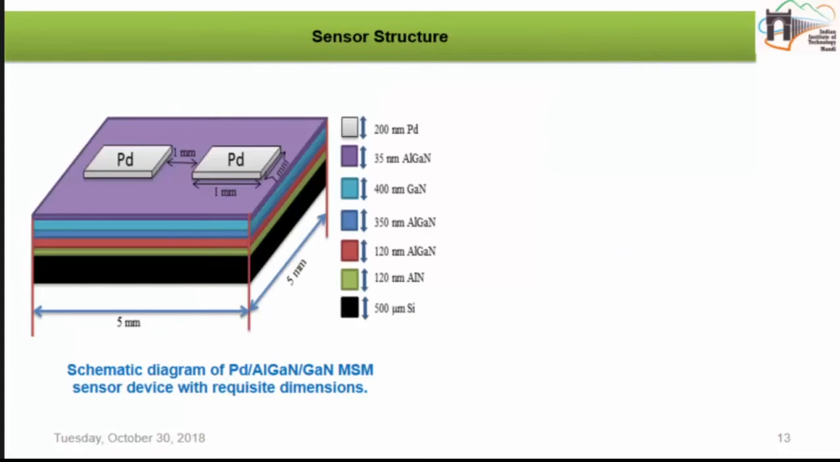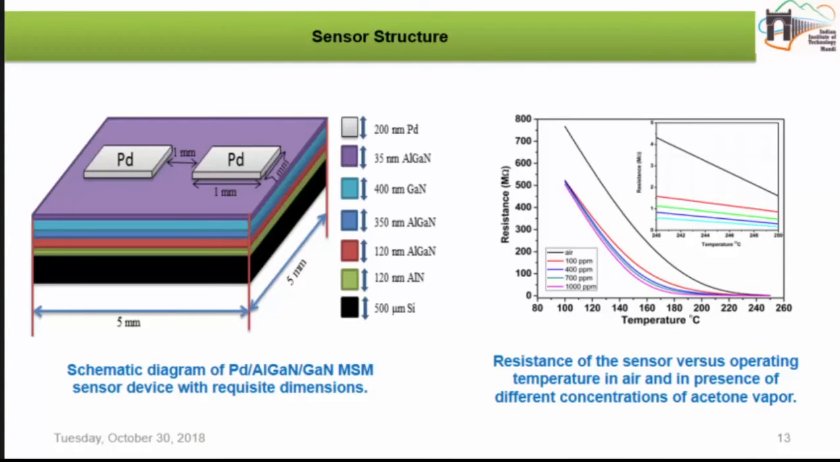So this is basically the sensor structure, the schematic structure, and now this is the resistance versus temperature curve. Whenever we are introducing the acetone vapors with different concentrations, we are getting changes of resistance in the different temperature ranges.